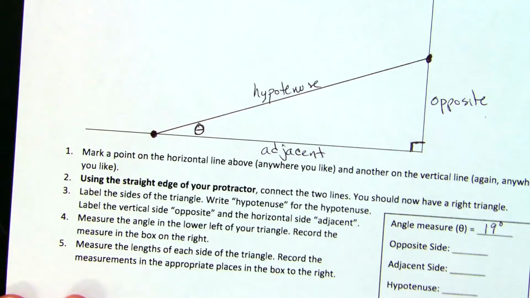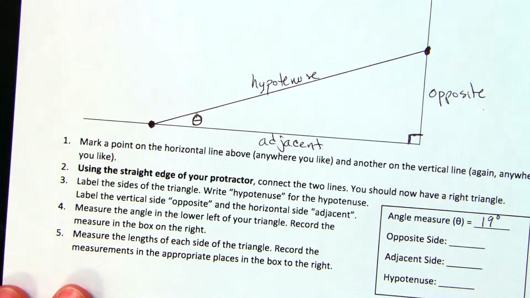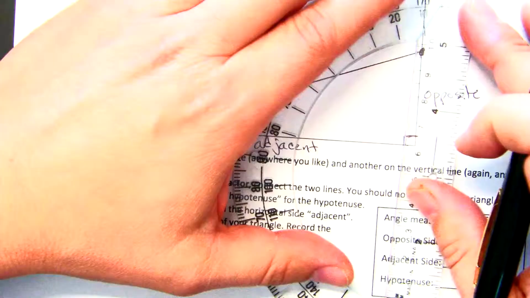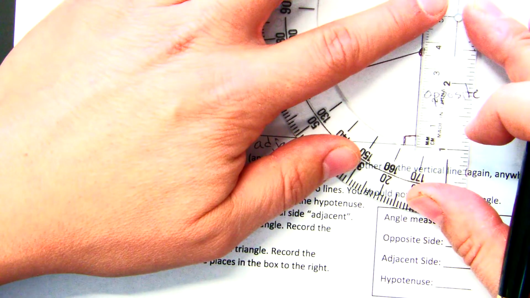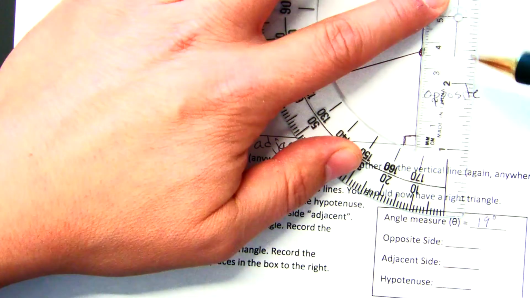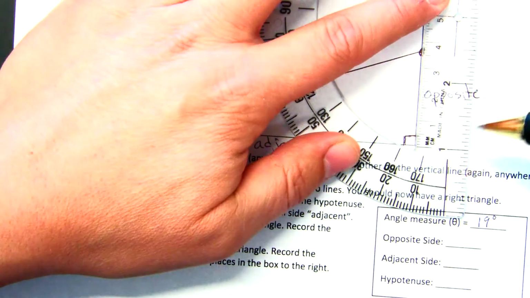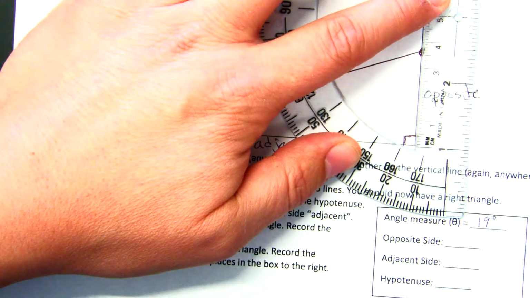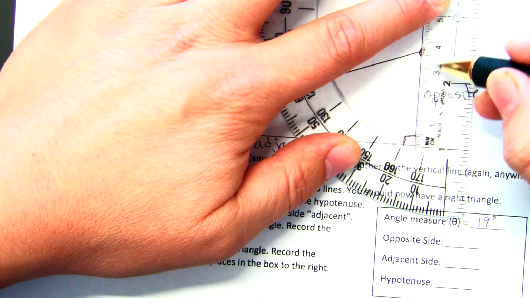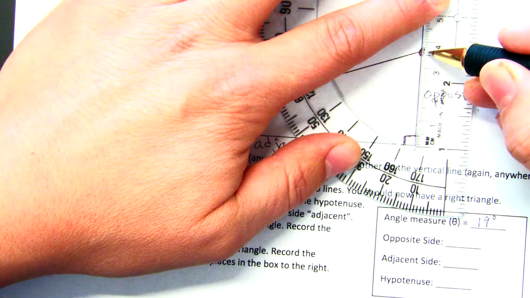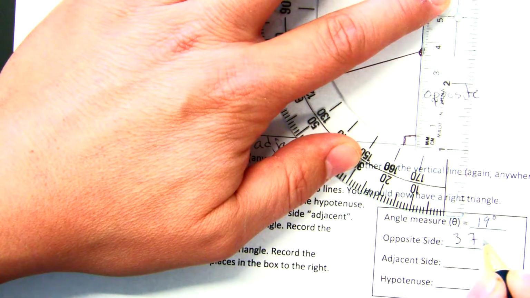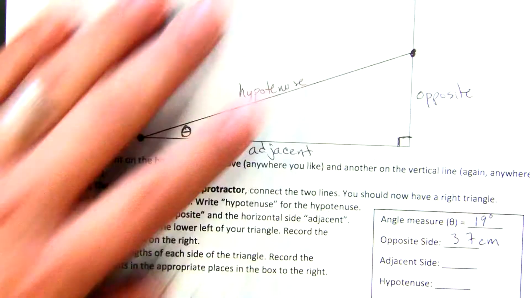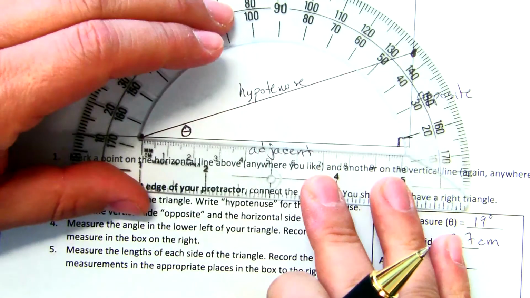Okay, step 5. Measure the lengths of each side of the triangle and record those measurements in the box on the right. So I'll measure them. Does it matter if I use centimeters or inches? No. However, centimeters are smaller, and so they tend to be more accurate. Alright, so I've got centimeters. That's on the inside of my protractor. And so I get 3.5, 3.6, let's say 3.7 centimeters.